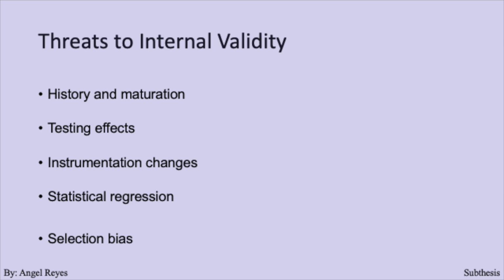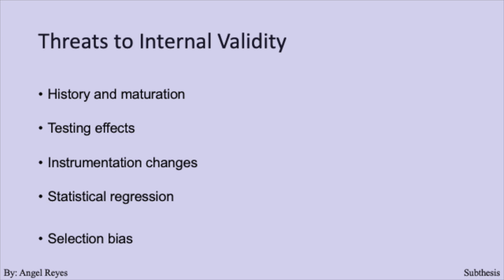Some key threats can undermine internal validity. History effects occur when external events coincide with the intervention, confounding results. Maturation refers to natural changes in participants over time that might be mistaken for intervention effects. Testing effects arise when initial measurements influence subsequent responses, independent of the intervention.